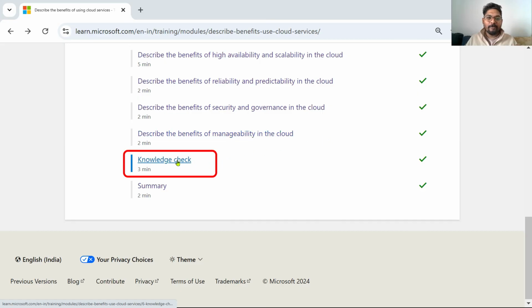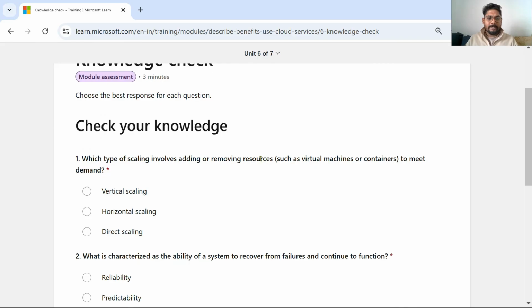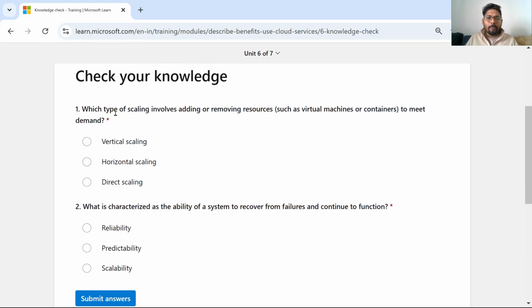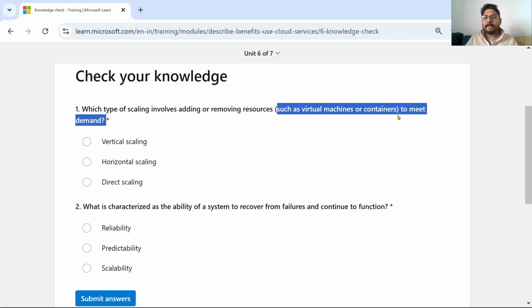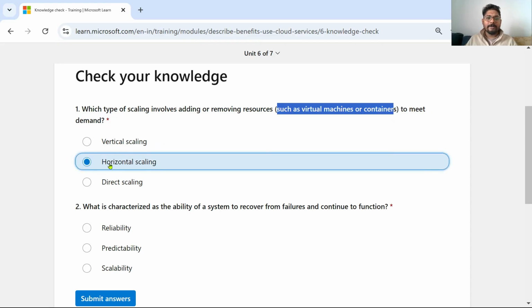Now it's time for a quick knowledge check. I'm going to click on this link and let's see the questions. Which type of scaling involves adding or removing resources? Look at the resources. It is talking about virtual machines and containers. When you are adding virtual machines and containers, it should be horizontal scaling. When I'm going for a specific component like RAM or CPU, that will become vertical scaling. And there's nothing called direct scaling. These are the two things that we have learned.